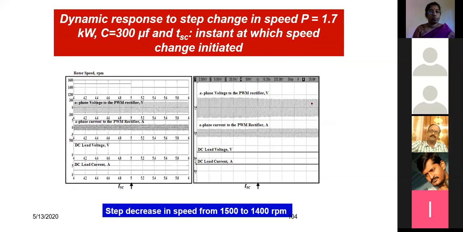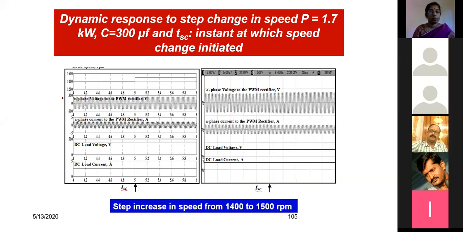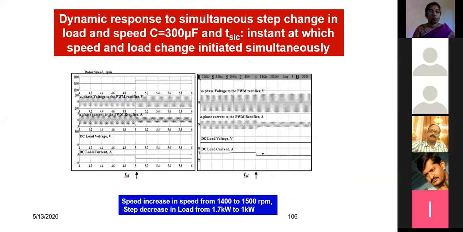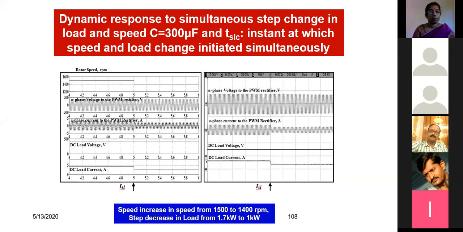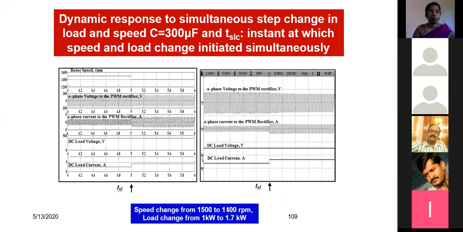The dynamic response with a step change in the speed was also observed, from 1500 to 1400, then 1400 to 1500, and simultaneous changes of speed from 1400 to 1500 also. The 1.7 kilowatt to 1 kilowatt change we observed, and similarly various case studies we made. So this is with respect to the isolated case.